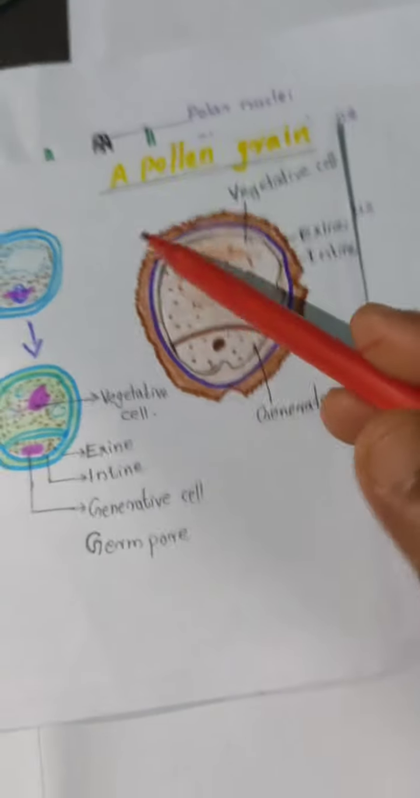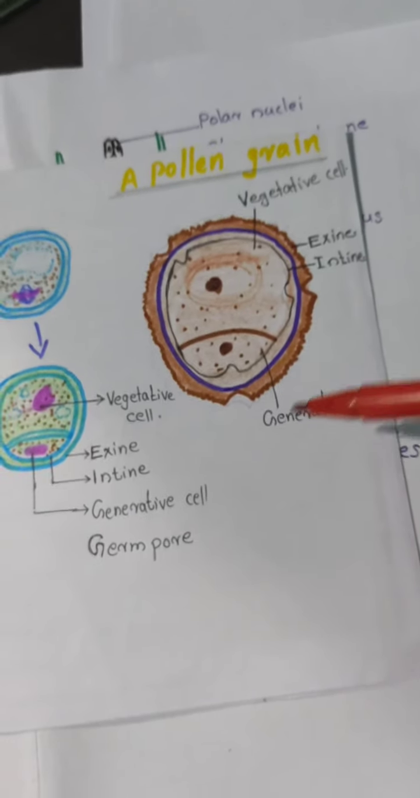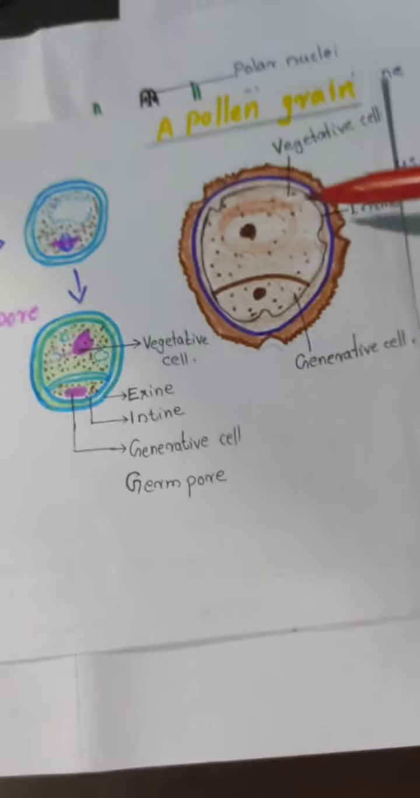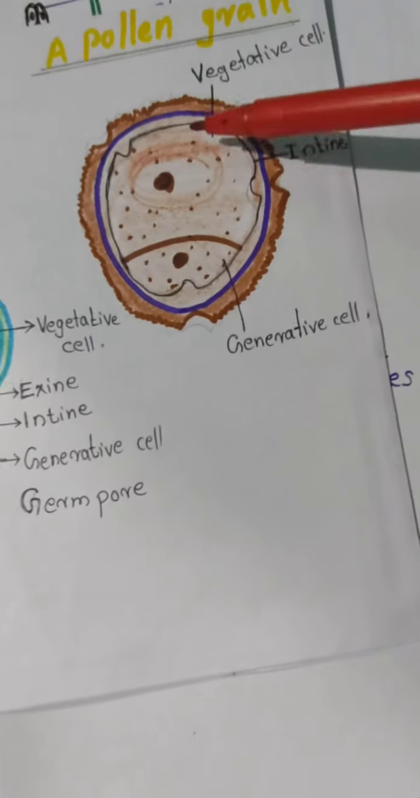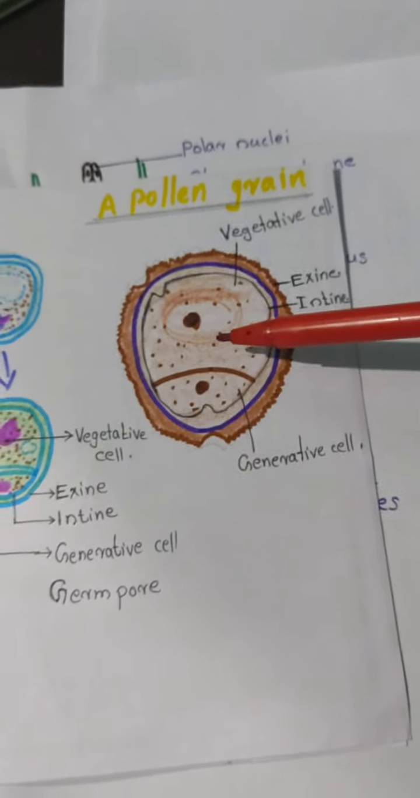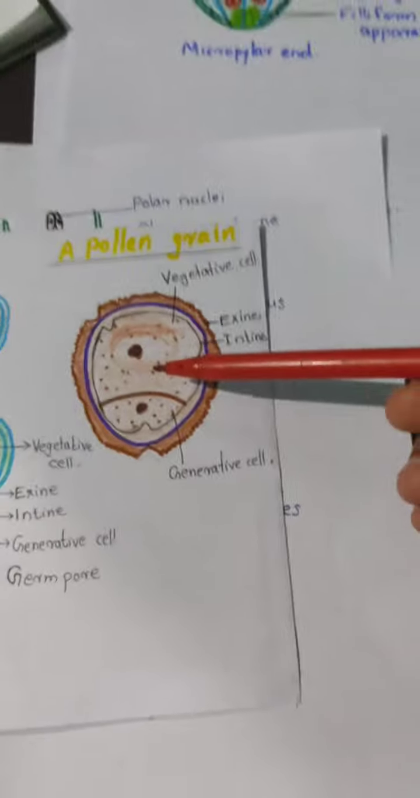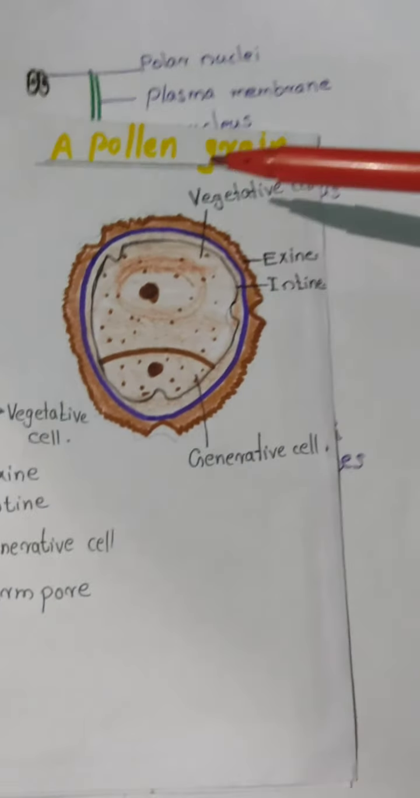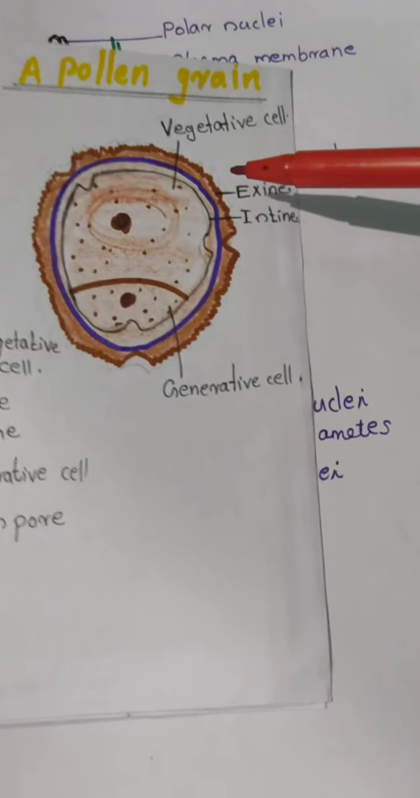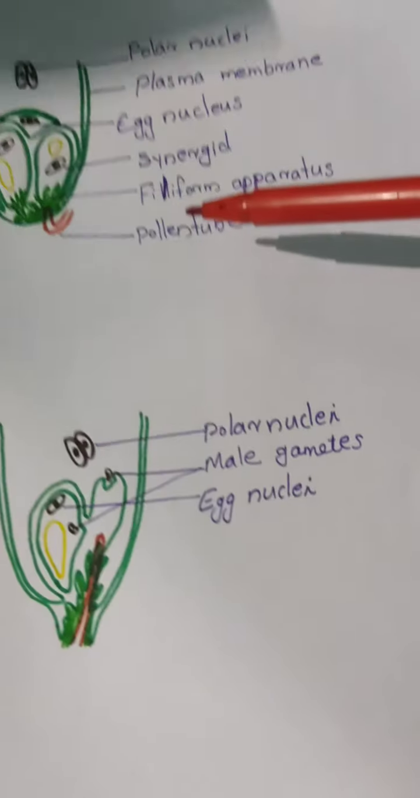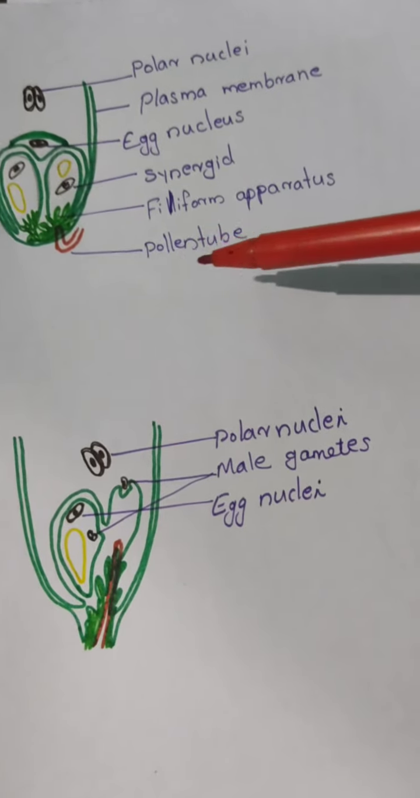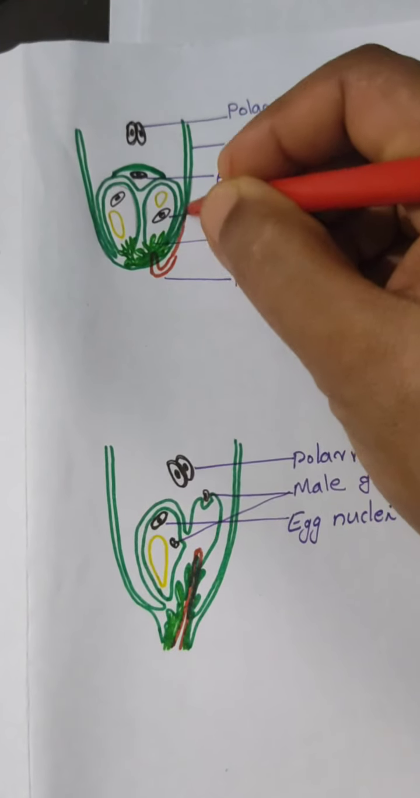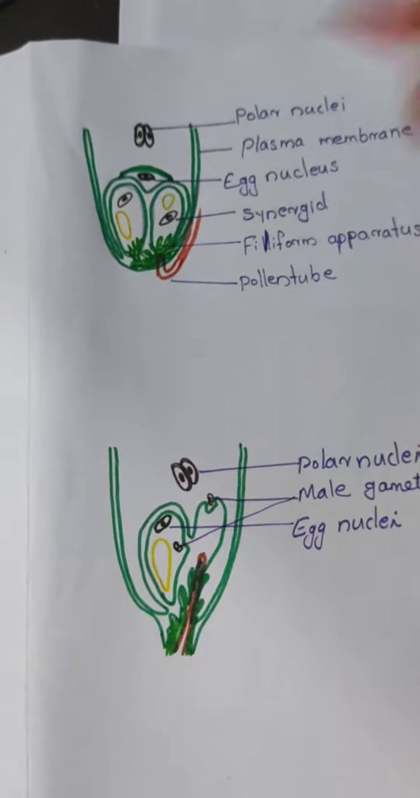This is the structure of the pollen grain. If the pollen grain is at the two-celled stage, it has a generative cell and a vegetative cell. The generative cell divides to form the two male gametes inside the pollen tube. This is the structure of a pollen tube.